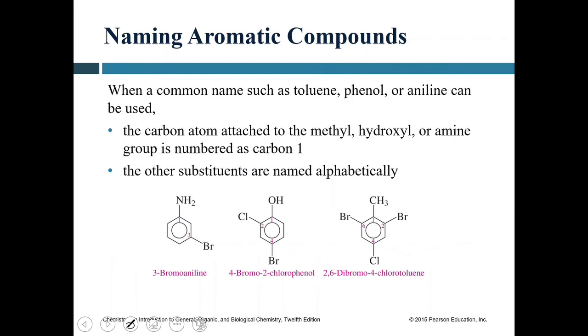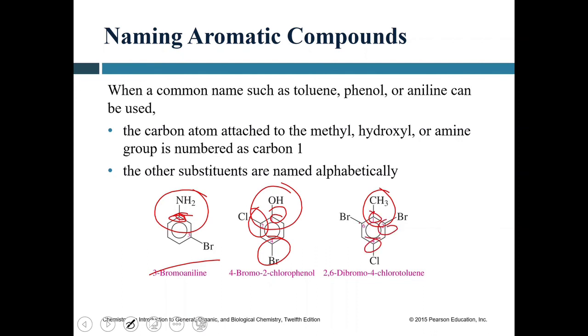Sometimes you can use a common name. In this case, the carbon atom that is attached to the name-giving substituent, like the amino group in bromoaniline, or the hydroxyl group in phenol, or the methyl group in toluene, gets the number 1. So this is 3-bromoaniline. This is 4-bromo-2-chlorophenol. This is 2-bromo-4-chlorotoluene.